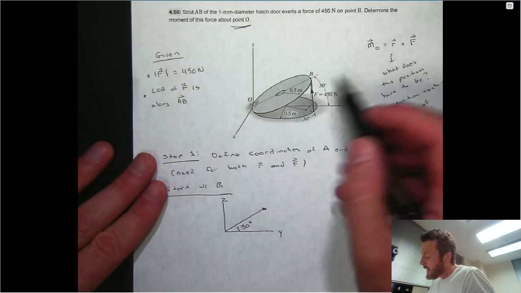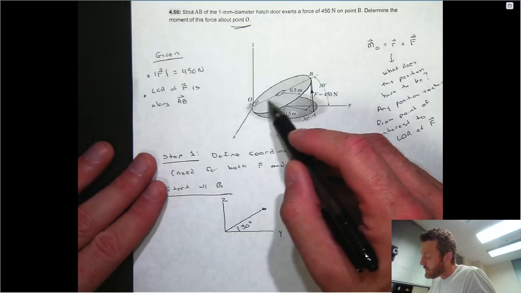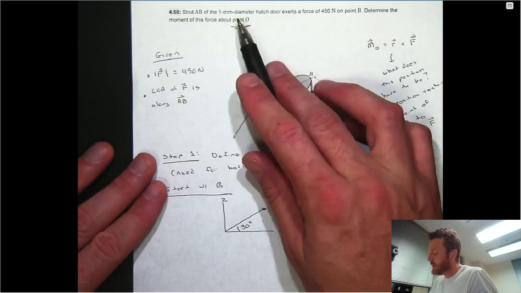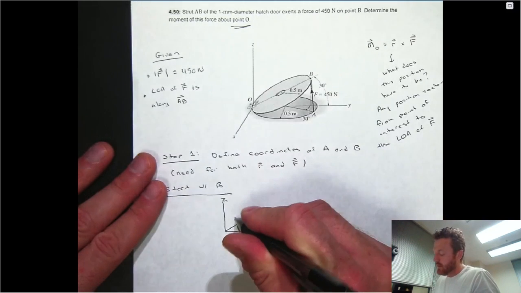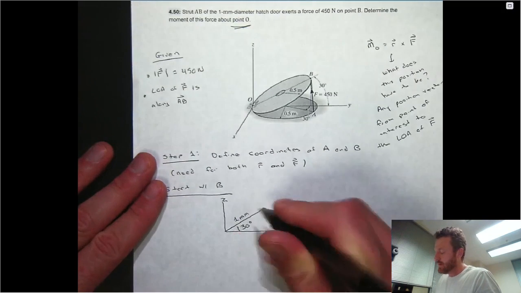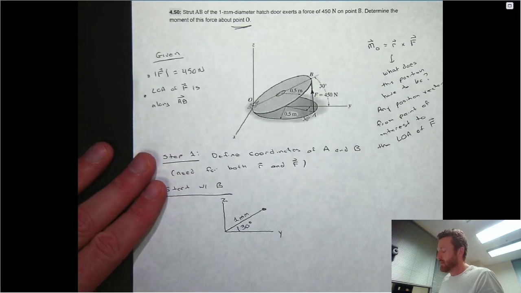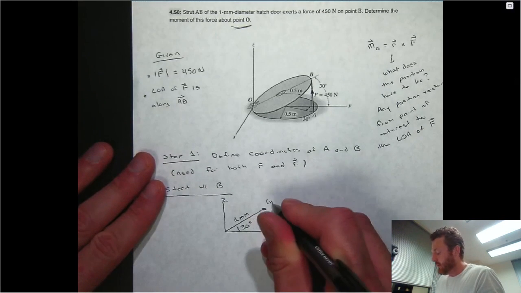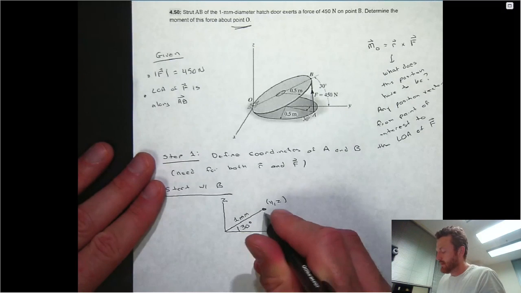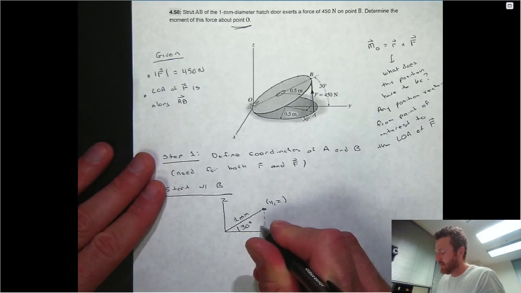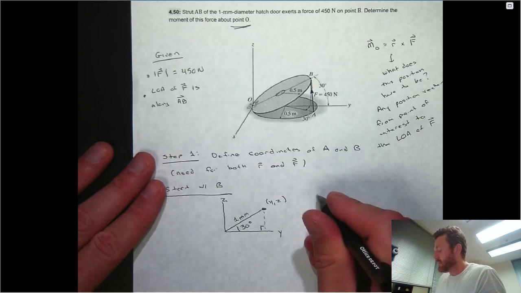And since I know the diameter of this hatch door is 1 millimeter, I know that the distance from the origin to point B is 1 millimeter as well. So what that means is that I can get the YZ coordinates in this direction by just doing our traditional right triangular decomposition.